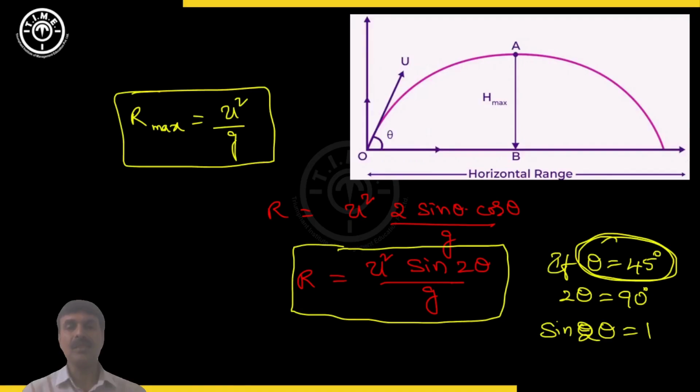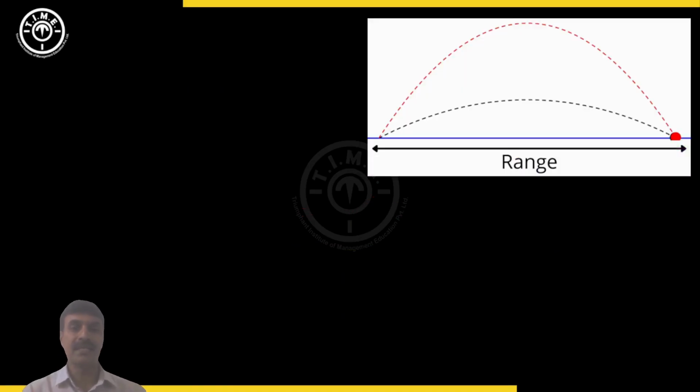Understood? Now, for two different angles, we can have the same range provided they are complementary angles. See, when one body is projected with a velocity u making an angle theta with the horizontal, and the other body is also projected from the same point with the same initial velocity u, but making an angle 90 minus theta, then these two bodies will have same range. Range is same for these two projectiles.